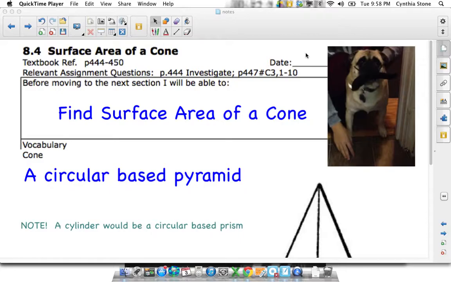8.4, looking at the surface area of a cone. And funny enough, before moving on to the next section, you should be able to find the surface area of a cone.